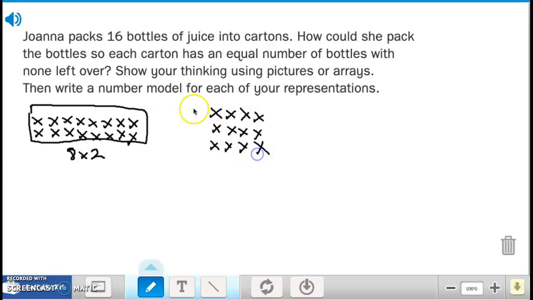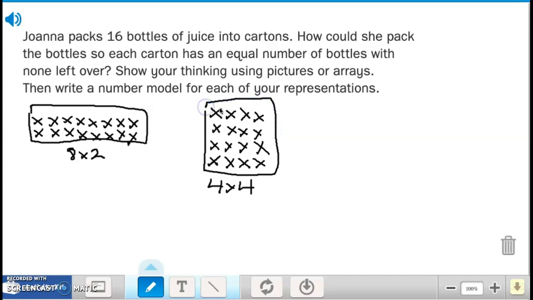Look at this. 1, 2, 3, 4, 5, 6, 7, 8, 9, 10, 11, 12. Oops, I'm not quite there yet. 12, 13, 14, 15, 16. So 4 times 4 is 16. If I add 4 times, I would get 16. So if I had another box, this is another way I could box up those bottles of juice.